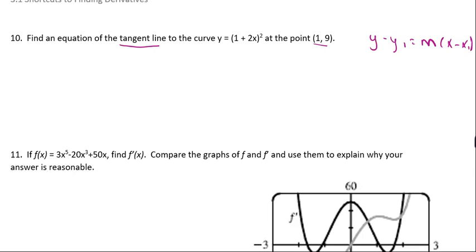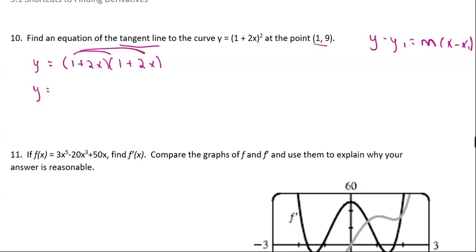So that m value will come from our derivative. So first things first, we need to be able to take the derivative here. So we have y equals (1 plus 2x) quantity squared. So that means (1 plus 2x) times (1 plus 2x). So we need to FOIL this through. We need to clean this up so that we can take the derivative. So that would be y equals, do your FOIL.